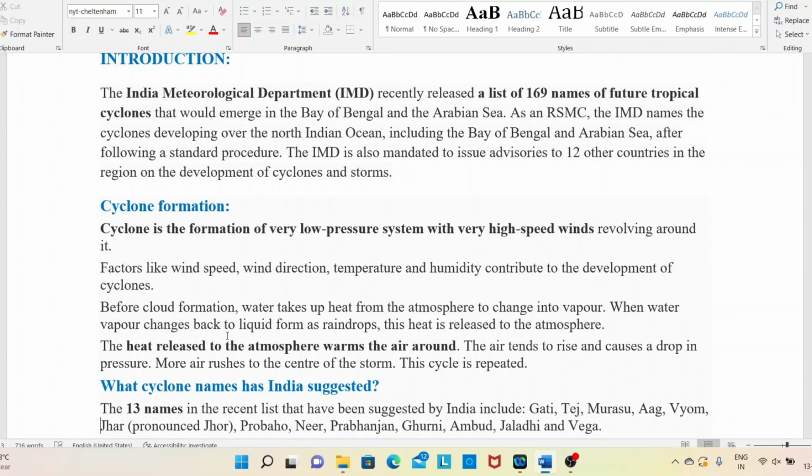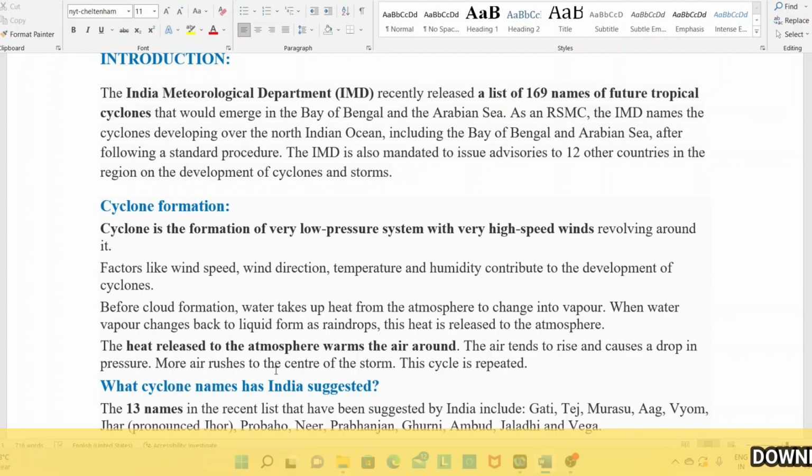This heat is released into the atmosphere. The heat released to the atmosphere warms the air around, and the air tends to rise and causes a drop in pressure.